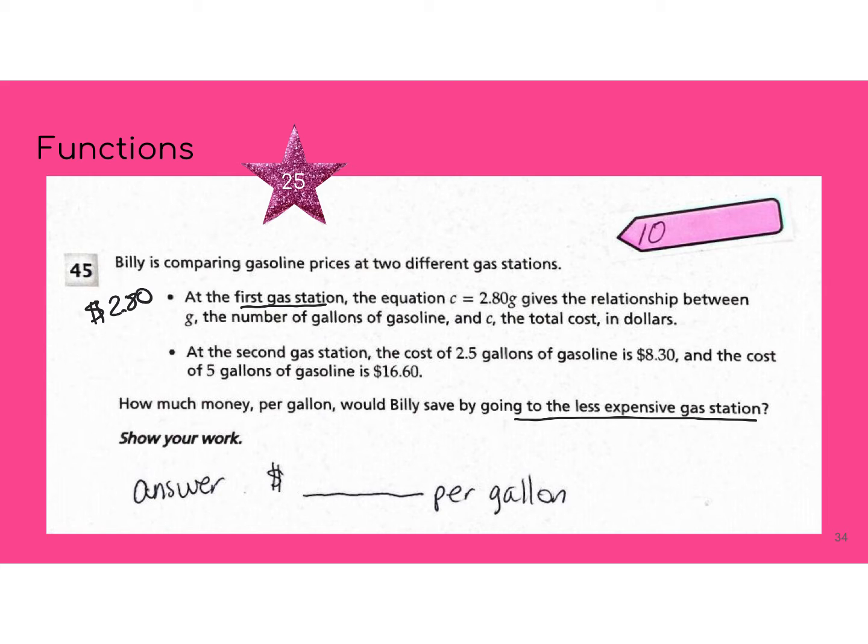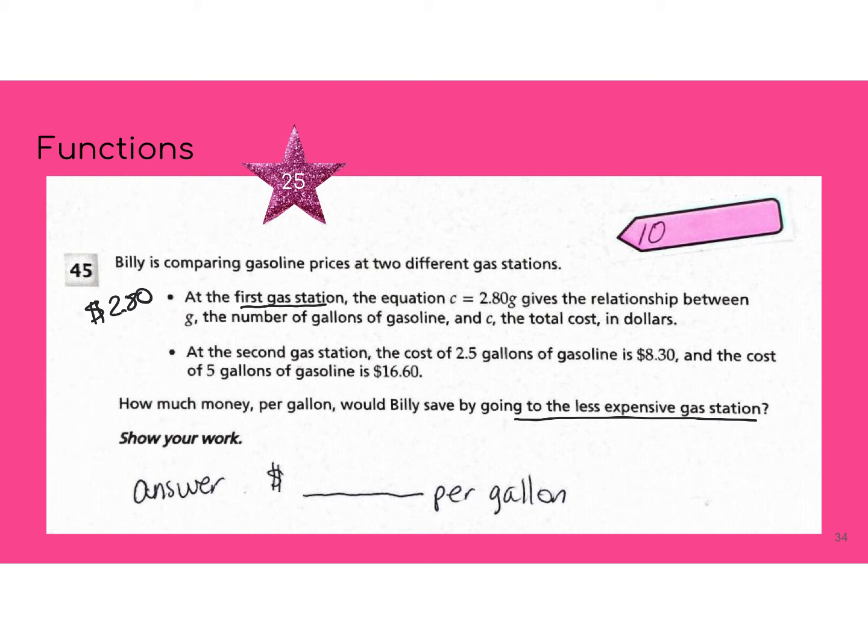At the second gas station, they give us some information. Now we know you need a little life knowledge for this, but probably just being a kid in your parents' car, you know that gas has a common rate. You know that when you go to the gas pump, it tells you how much it costs. So you don't really have to do a whole lot of work here. You know that it's proportional.